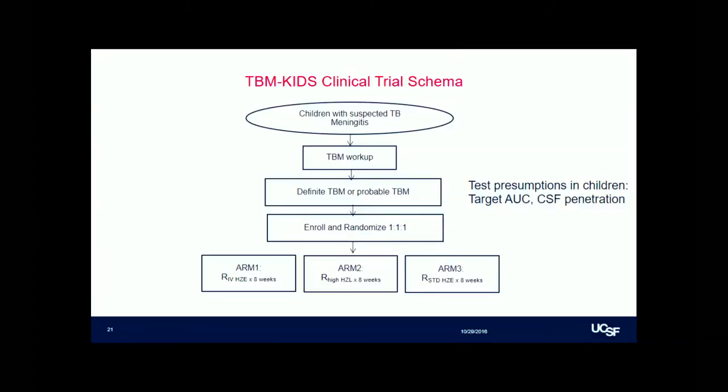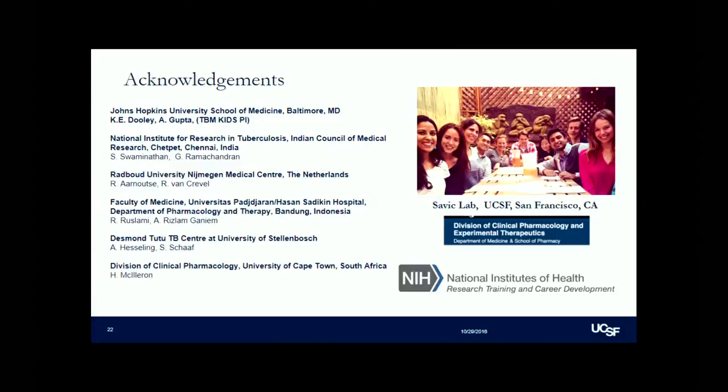We have a first pediatric clinical trial on TB meningitis. We have 3 arms. Both arms have very high doses of rifampin, and one arm has levofloxacin, the other one doesn't have. And I think we are about to enroll a first patient these days, right, Kelly? Yeah, Kelly is really hopeful. So, acknowledgements, really Kelly Dooley, who is a PI on TBM Kids. And there are a lot of collaborations from all around the world, from India, from Netherlands, from South Africa, all people that share their data to help us understand in order to figure out these doses in the best possible way. Thank you.